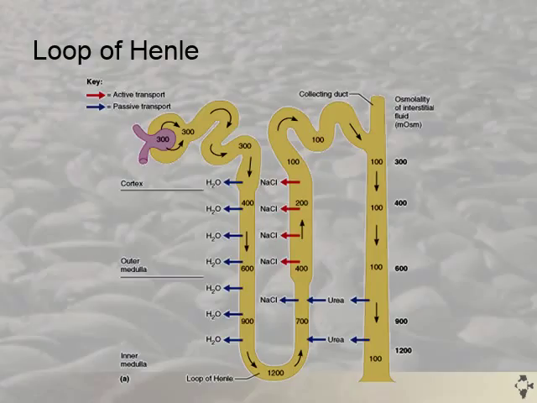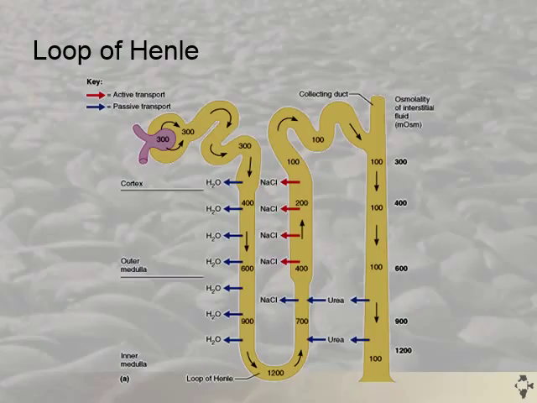Okay, so going down from the glomerulus into the proximal tubule and into the descending loop of Henle, you can see that there is an increase in the osmolality as you go down the loop of Henle. So we're going from 300 milliosmoles down to 400, 600, 900, and ultimately 1200, very concentrated, very high osmolalities at the base of the loop of Henle.